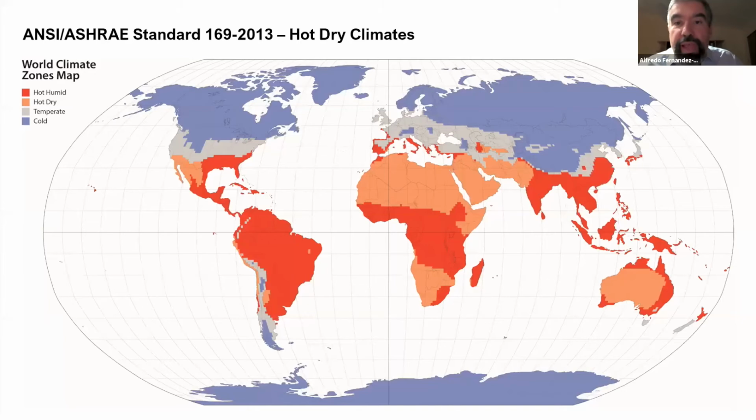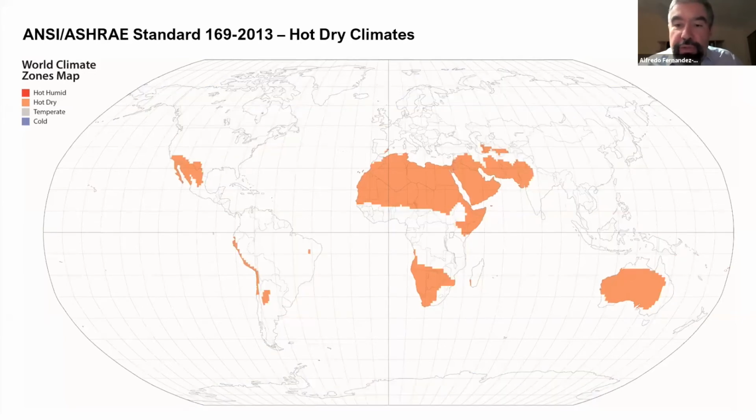Hot, dry climates typically occur between the latitudes of 10 and 40 degrees north or south of the equator. They're characterized by limited precipitation, clear skies with intense solar radiation year-round, and large temperature variations between the daytime and the nighttime.